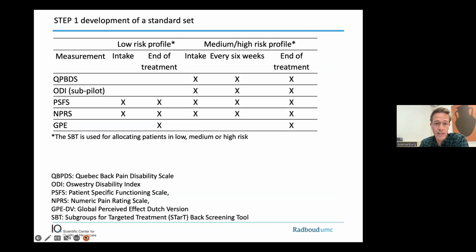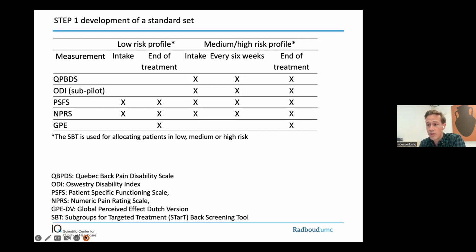And this resulted in the final standard set that included the Quebec Pain Disability Scale and the Oswestry Disability Index, that both evaluated the domain physical functioning, the patient-specific functioning scale that evaluated activities, the numeric pain rating scale that evaluates pain, and lastly, the global perceived effect that asked about the perceived effect of patients.